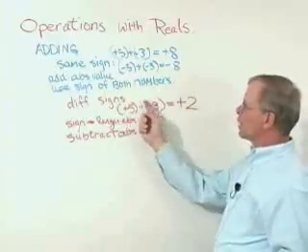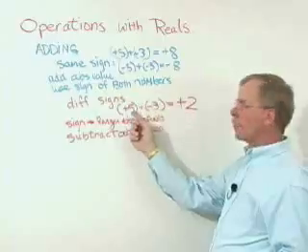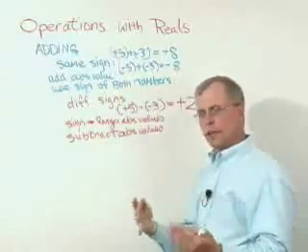So, like signs retain their sign. Different signs retain the sign of the number that's larger in absolute value.